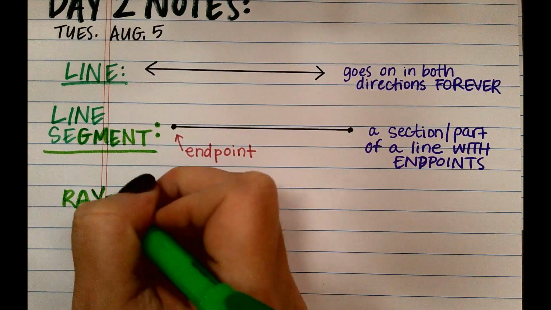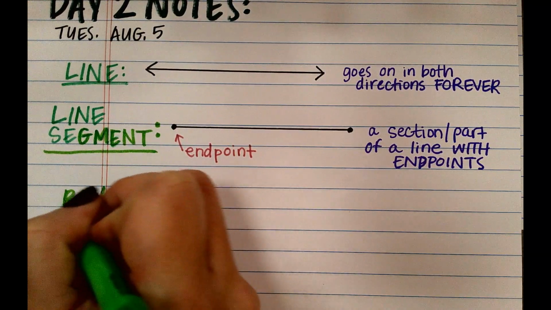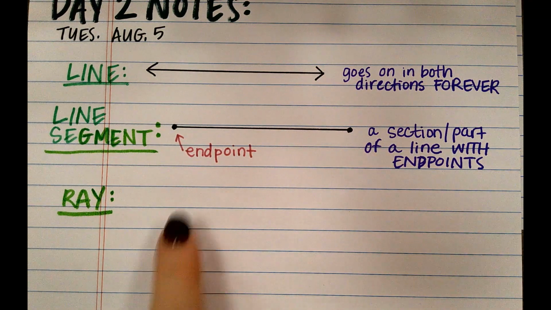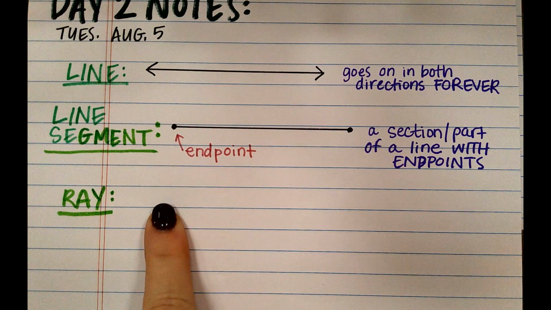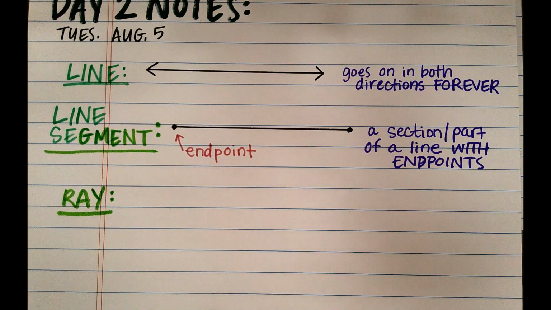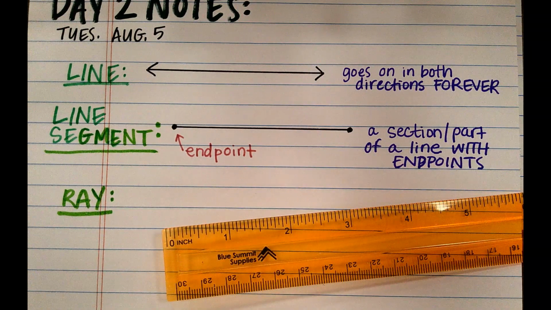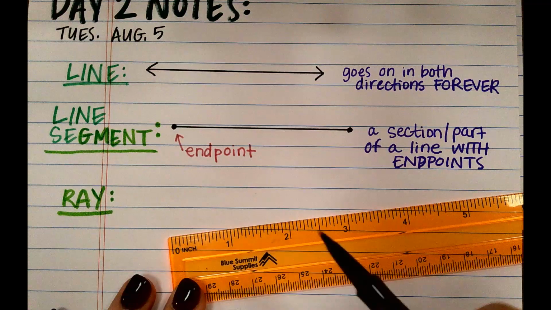Ray. Do any of you know what a ray is? Yes. A line that starts and continues on in one direction. Yes, yes. A ray starts with an endpoint and then it continues on forever in one direction. Beautiful. So we're going to draw a ray. We're going to start this time with an end point.